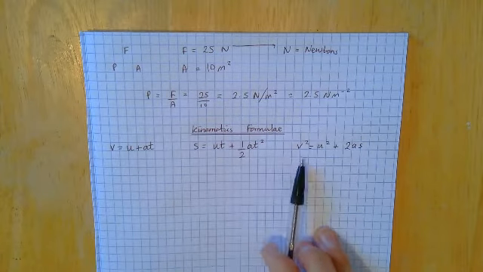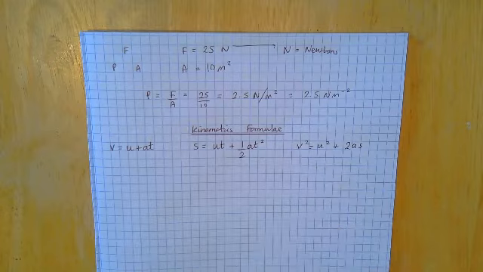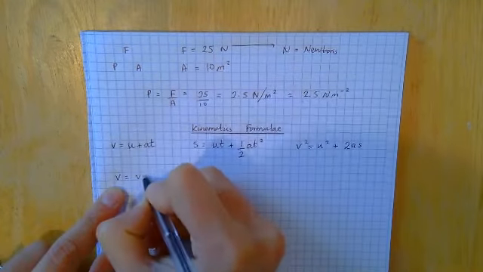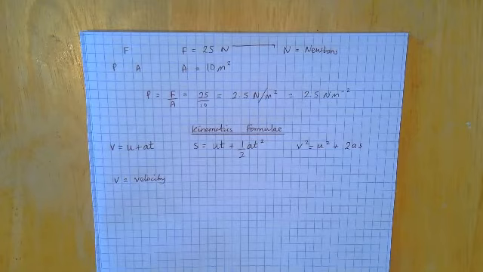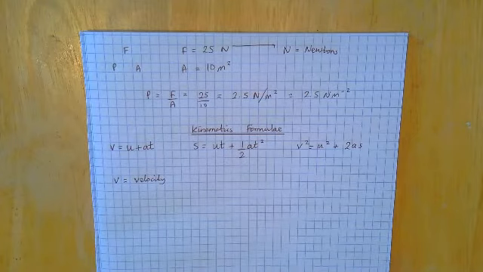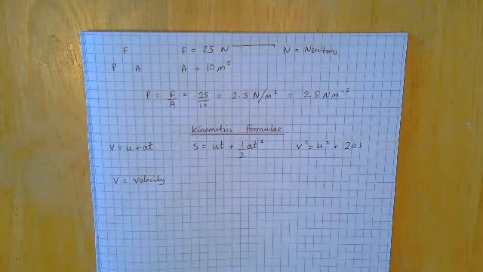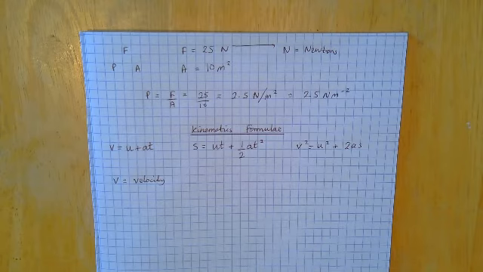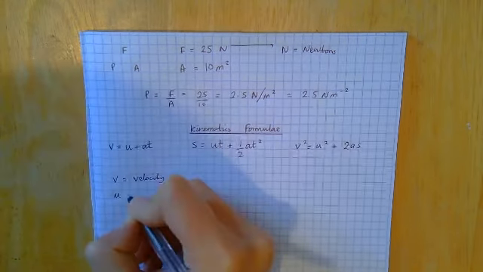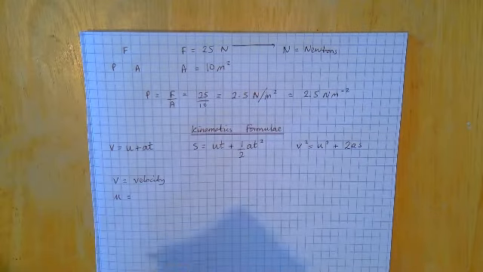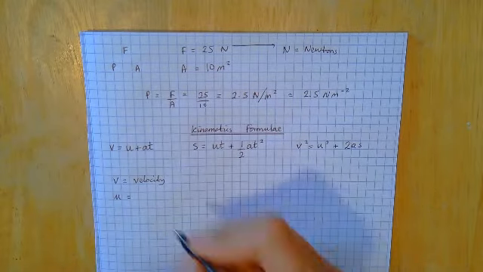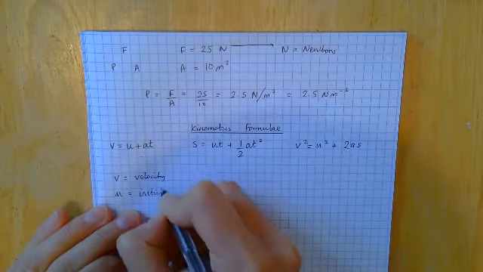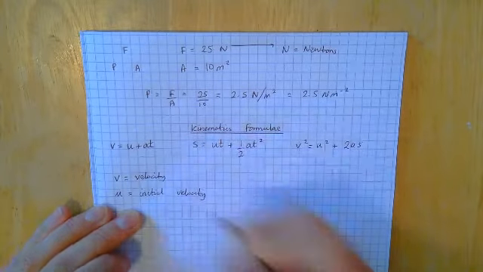So we've got V equals U plus AT, S equals UT plus a half AT squared, and V squared equals U squared plus 2AS. So V is just velocity. So remember that velocity is like speed, but it's allowed to be negative because it takes direction into account. So if I was walking forwards, I would perhaps have a positive velocity, and then if I were to go backwards, my velocity would then be negative. So velocity is allowed to be negative. U is your initial velocity, okay?